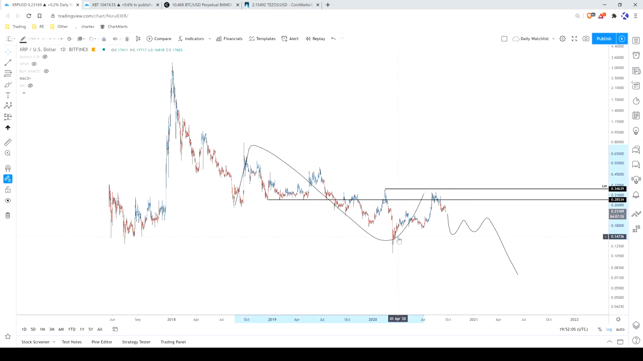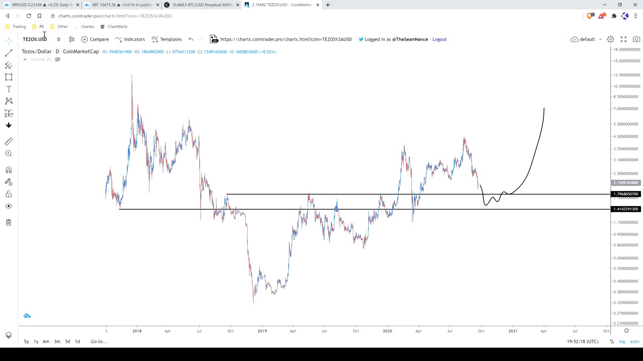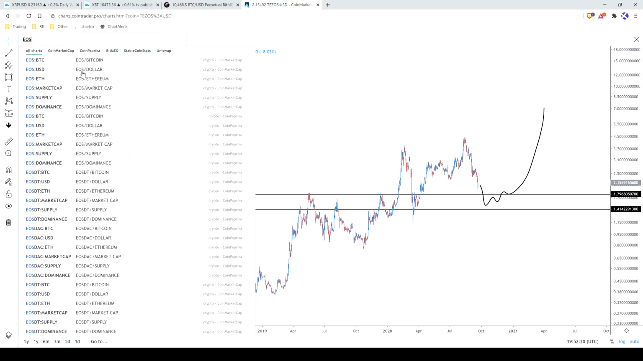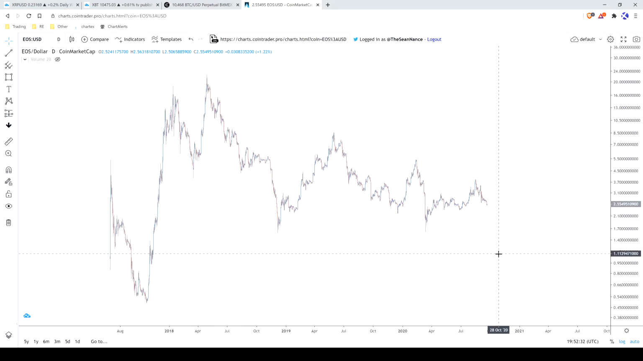Absolutely nasty. EOS looks the same for me. I think I need the EBIT for the next chart on EOS. Not sure why my TradingView is taking so long to load. Possibly I have my VPN on, so that's not helping, I'm sure. But EOS looks the same here.